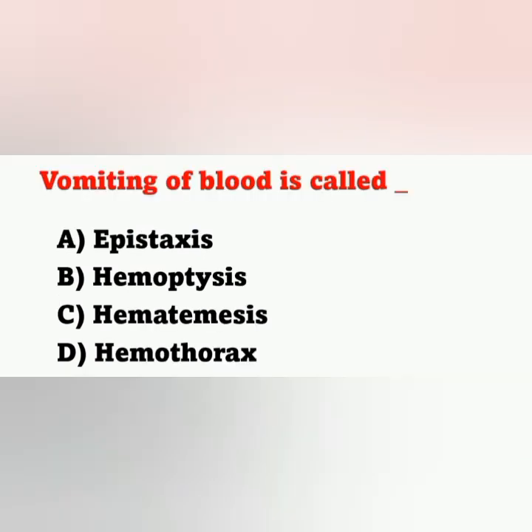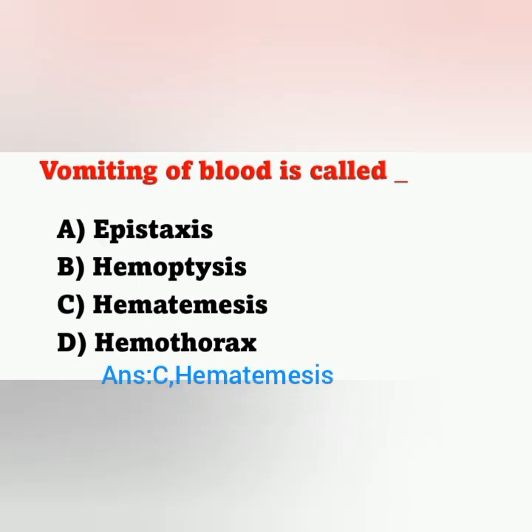And the next question, vomiting of blood is called. Option A epistaxis, option B hemoptysis, option C hematemesis, option D hemothorax. Blood vomiting is known as hematemesis. Option C is the correct answer. First option epistaxis means bleeding from the nose. Second option hemoptysis means blood in the sputum. And fourth option hemothorax means collection of blood in the pleural space. Here vomiting of blood is known as hematemesis.